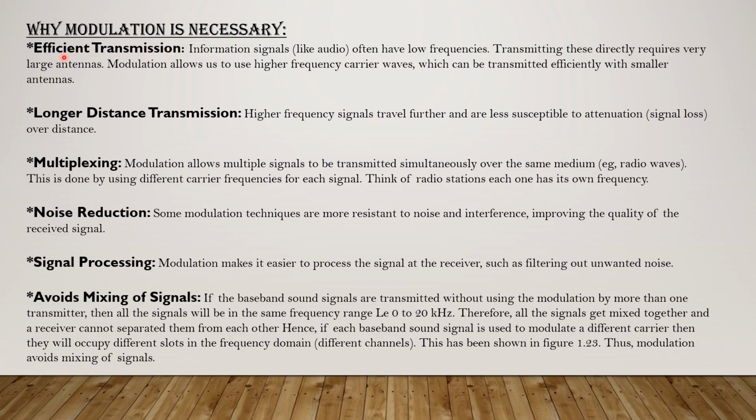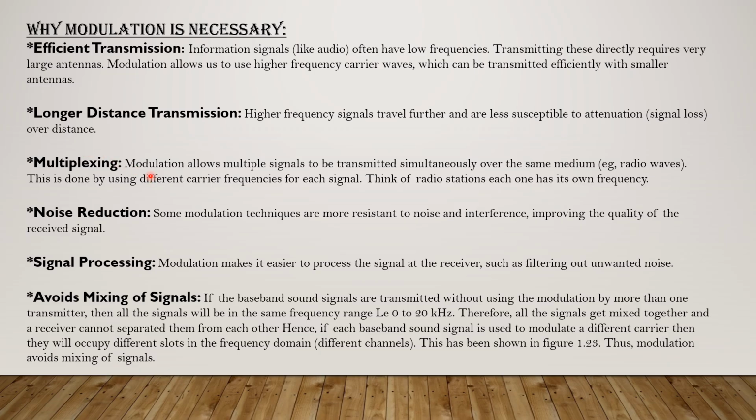In the first topic, efficient transmission, information signals like audio often have low frequencies. Transmitting these directly requires very large antennas. Modulation allows us to use higher frequency carrier waves which can be transmitted efficiently with smaller antennas. Longer distance transmission: higher frequency signals travel further and are less susceptible to attenuation, that is signal loss, over distance.